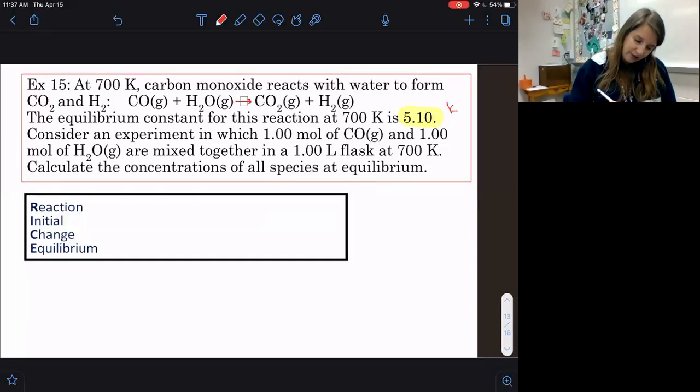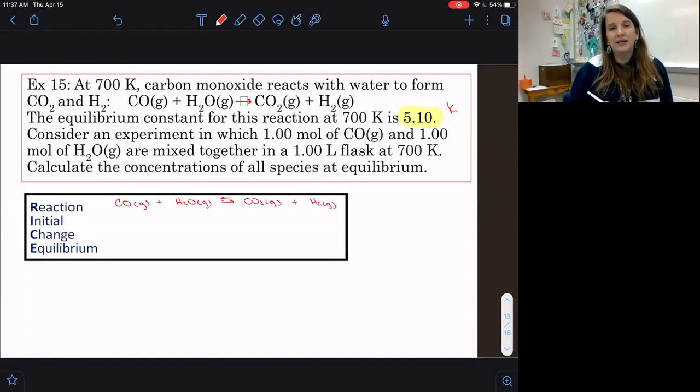So we're going to write our reaction up here. CO plus H2O is going to yield carbon dioxide and hydrogen gas. Okay, so it gives us our initial concentration. Now, if it gives you moles and volume, make sure that you are dividing your moles by your volume to get your molarity. So we have 1.0 molar of this. And 1 molar of that. Now, your products, we start with 0 because we don't have any products initially.